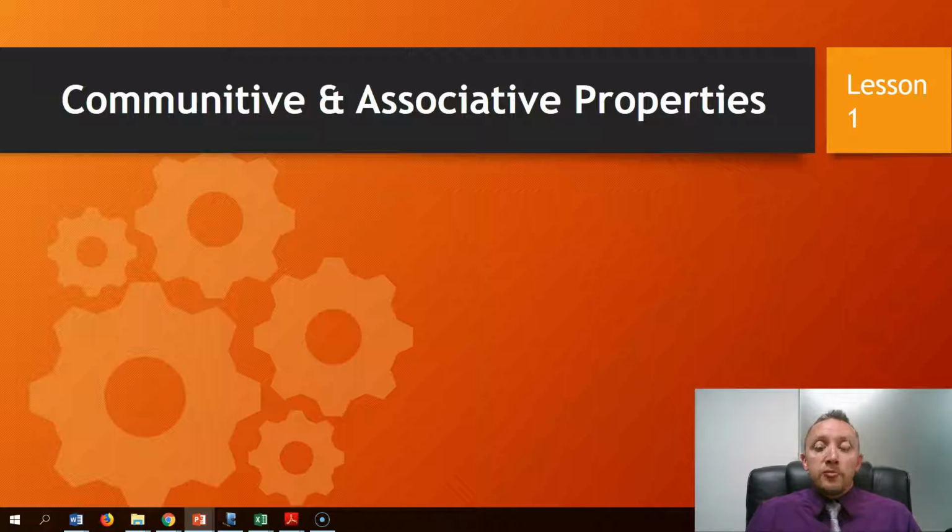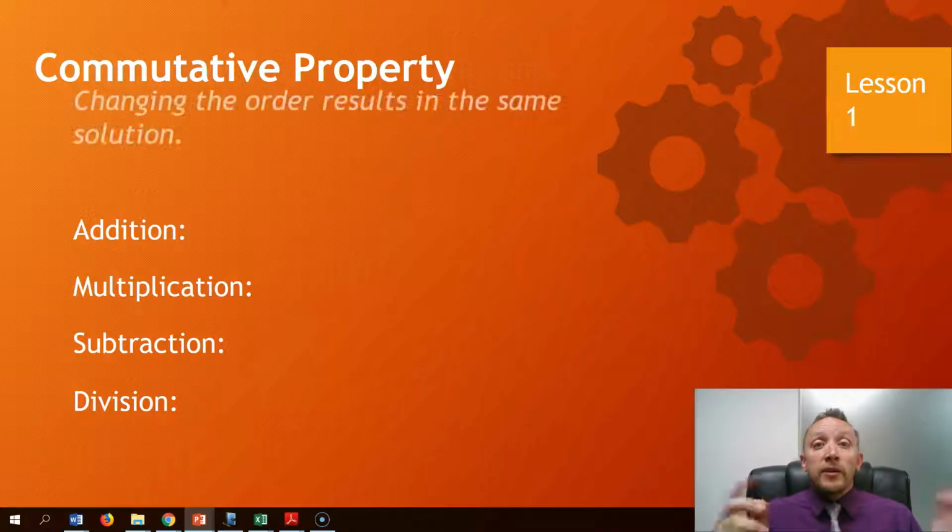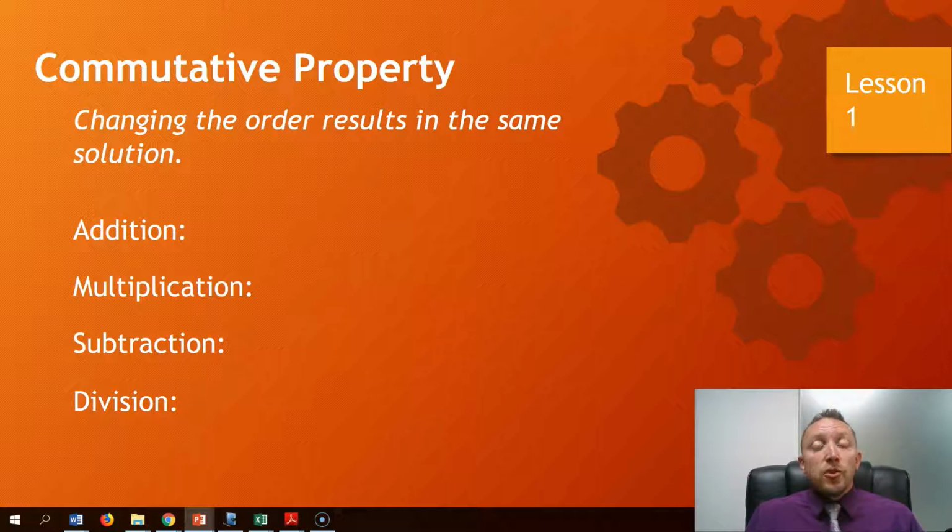So let's look at the first property, which would be the commutative property. First thing I want you to do in your notes, write down that word, commutative property, and write down this definition. So what is a commutative property? It's when changing the order results in the same solution. Where it doesn't matter what order we do something is referred to as the commutative property.